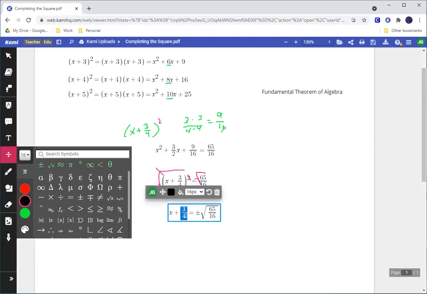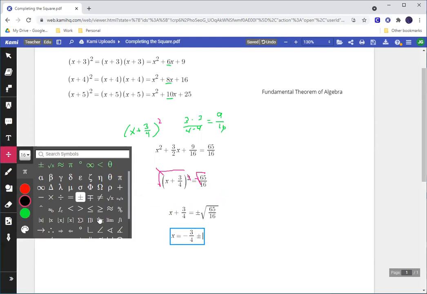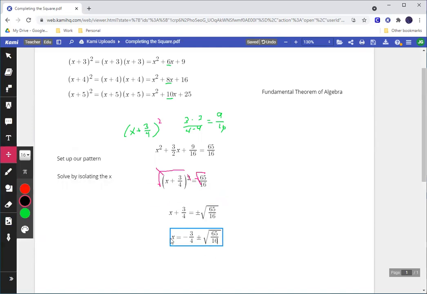Now, we just need to cancel this 3/4. So let's subtract it on both sides. And that's going to give us x equals negative 3/4 plus or minus the square root of 65/16. So x is now isolated, and now it's just a matter of simplifying as much as we can. So let's simplify here.